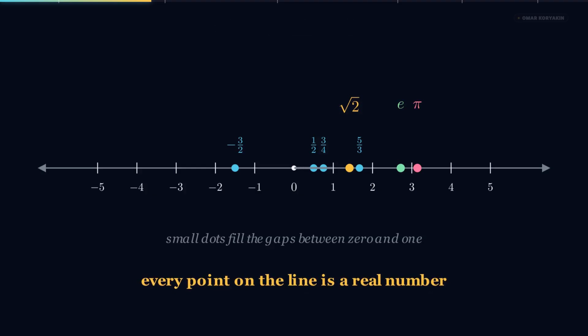Together, all of these dots are the real numbers. Every point on this line is a real number, and every real number sits at exactly one point on the line. Integers, fractions, irrationals, and uncountably many others, each one with its own address. From here on, when we say a number, we mean a position on this line. That single picture is the foundation for everything else in algebra.